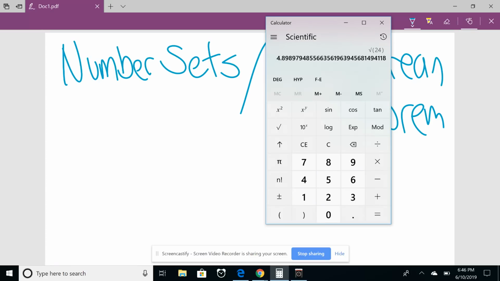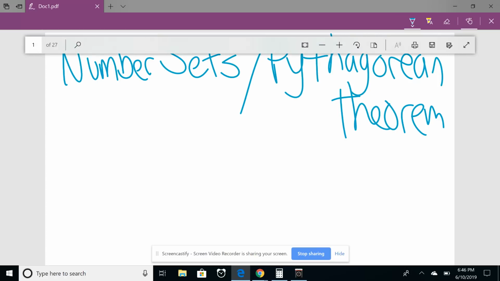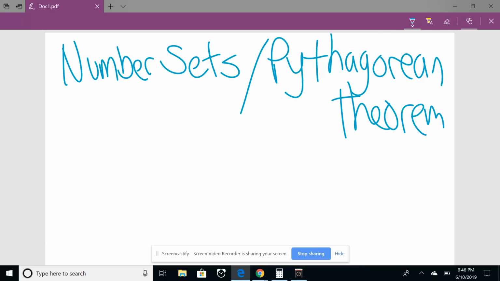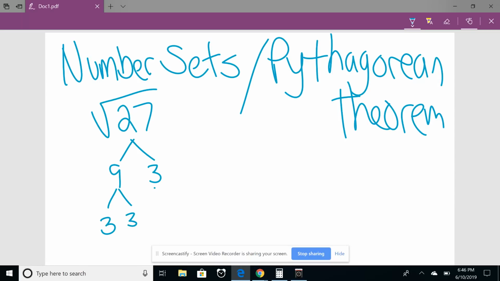Now, there are ways you can simplify square roots. For example, if I had the square root of 27, I have to create a factor tree to break down 27. So 27 breaks down to 9 and 3. And I can't go any further with a 3, so I put a little dot there, and 9 breaks down to 3 and 3. Put dots at the end of those.